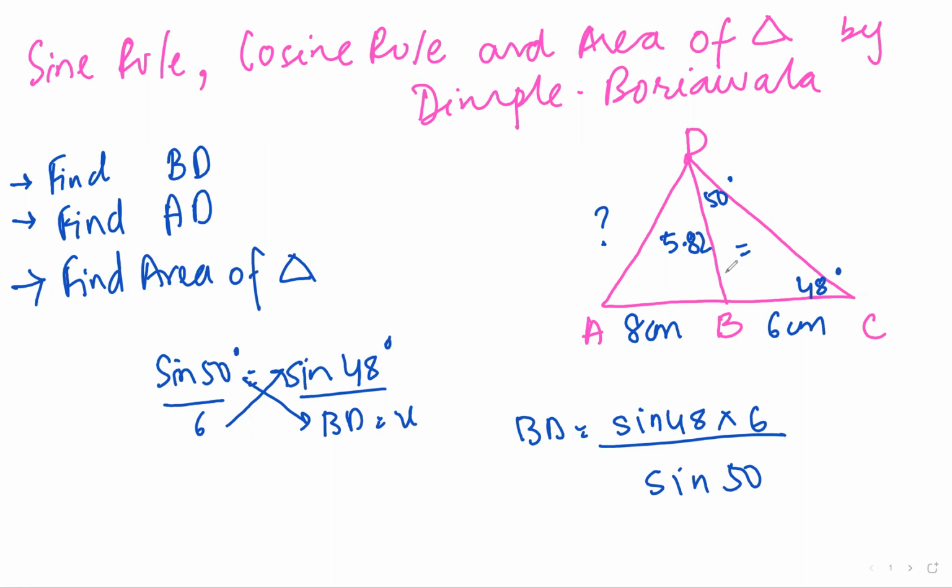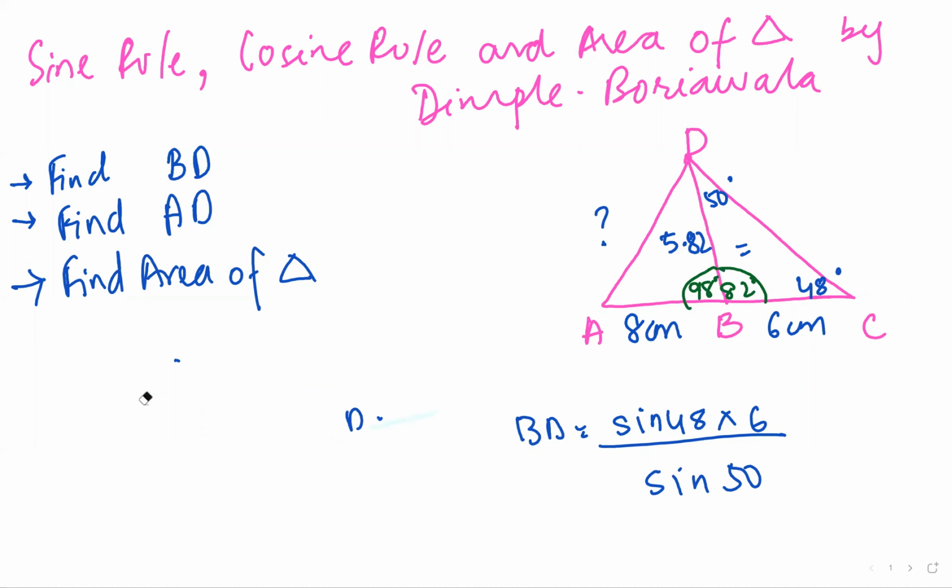On the basis of this, I can find this degree. Sum of all the angles of a triangle is 180, minus 50 minus 48. I got this as 82 degree. I will apply linear rule: 180 minus 82. I got this 98 degree. So this clearly indicates that I cannot apply sine rule, but I can apply cosine rule because I have got two sides and one angle.